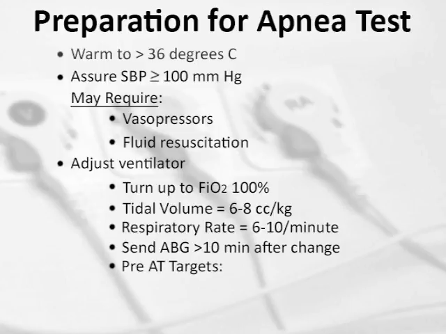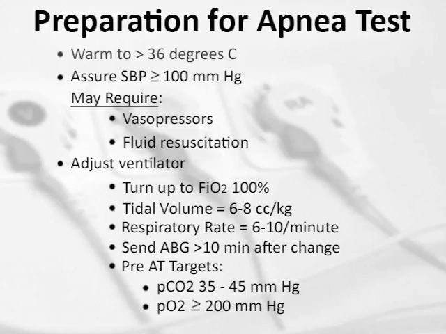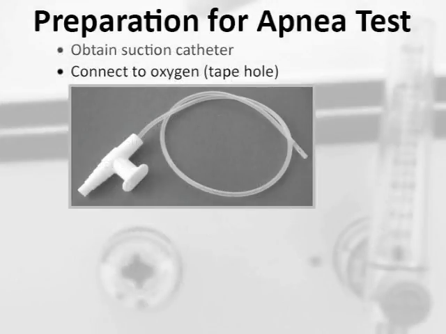Prior to commencement with the apnea test, an insufflation catheter should be prepared in order to deliver 100% oxygen at a rate of between 4 to 6 liters per minute from the wall oxygen. The oxygen should not be delivered at a higher flow rate than this, since that higher flow rate may wash out carbon dioxide from the alveoli and prevent the requisite rise of carbon dioxide.